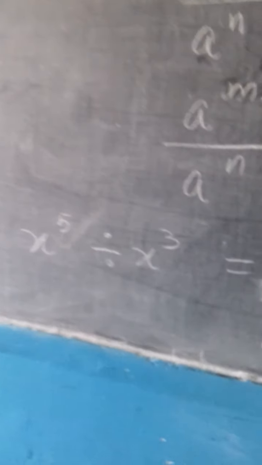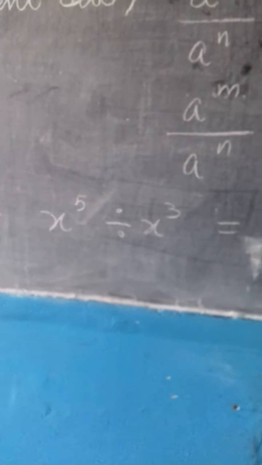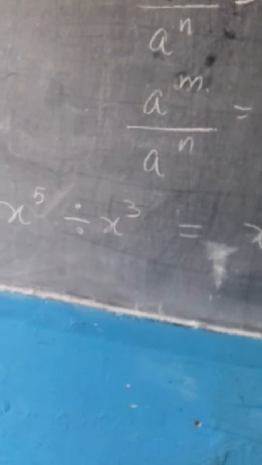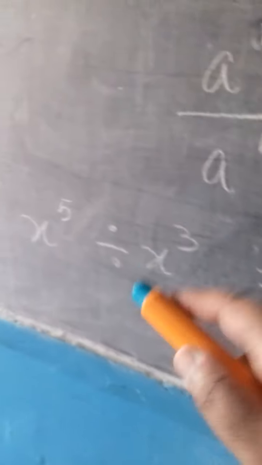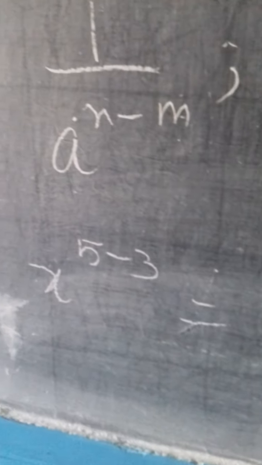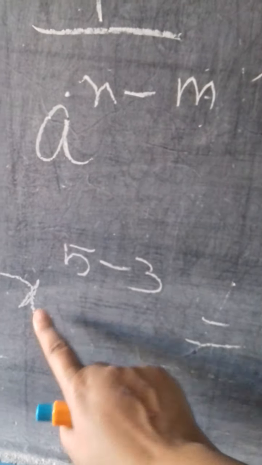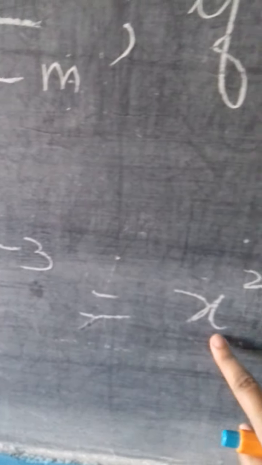For example, x to the power 5 divided by x to the power 3. Now 5 is greater in the numerator, so it will be x to the power 5 minus 3, that is x to the power 2, answer.